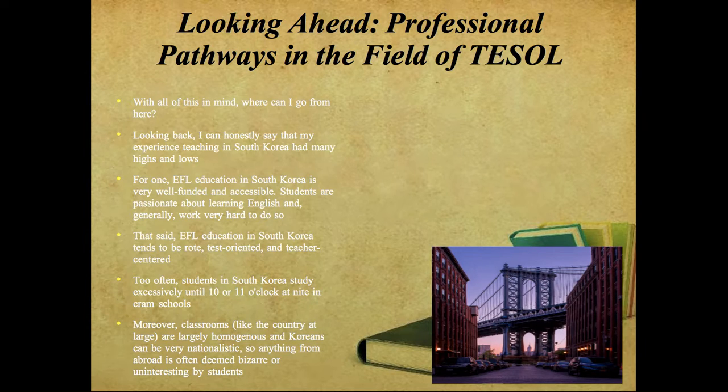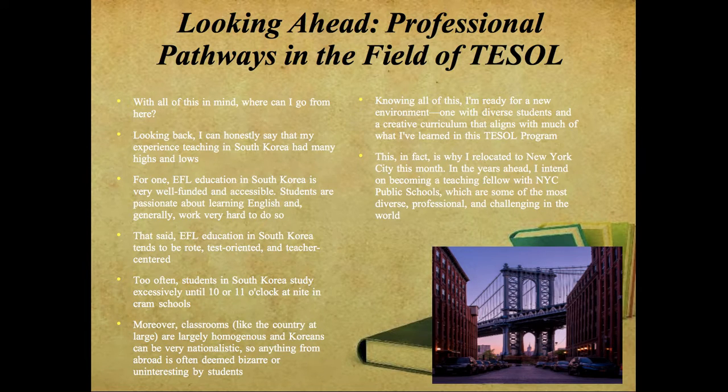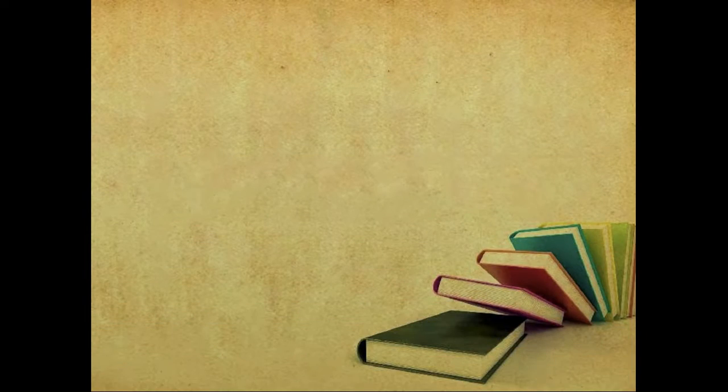Moreover, classrooms, like the country at large, are very homogenous, and Koreans can be very nationalistic, so oftentimes anything I would show my students would get confused looks or disinterested faces. It's very hard to show them new information from different cultures. Knowing all of this, I'm ready for a new environment, one with more diverse students, which will really align with everything I've learned in this program. That's why, in fact, I moved to New York, and I plan on becoming a teaching fellow with NYC Public Schools in the future, because I really want to engage in that kind of teaching.